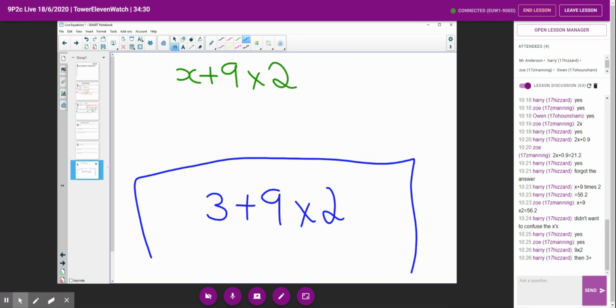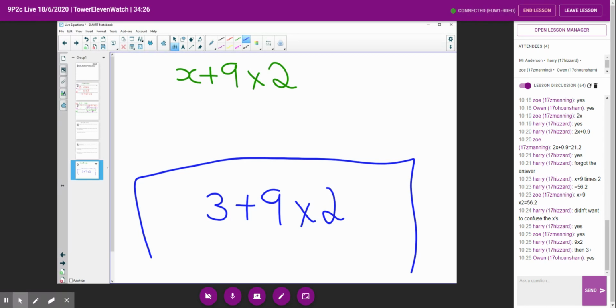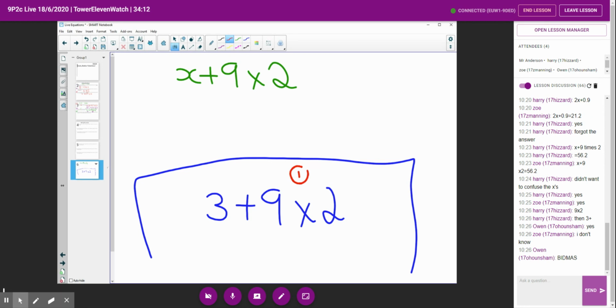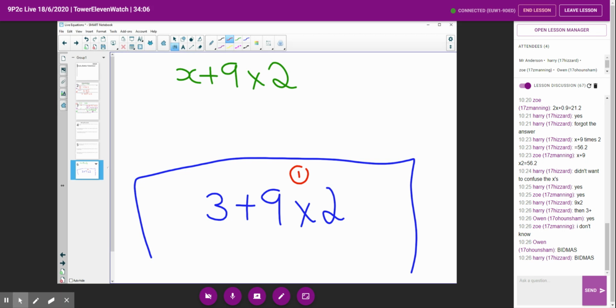Just looking at this blue sum, is the first thing we're going to do 9 times 2? Owen says yes, well done. Zoe, you're unsure, okay. Owen, Harry, why do you think that you're going to do the 9 times 2 first? What's the reason for that? Okay, fantastic. Well done, Owen.